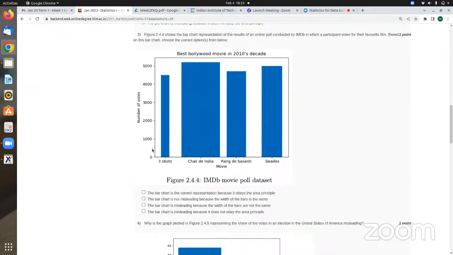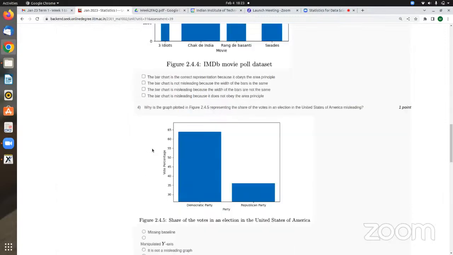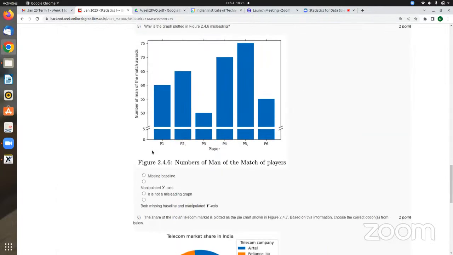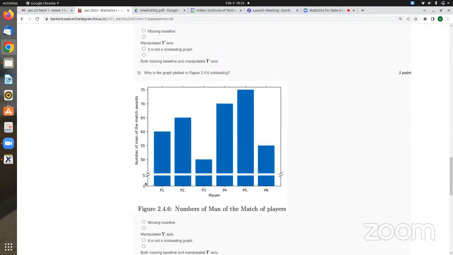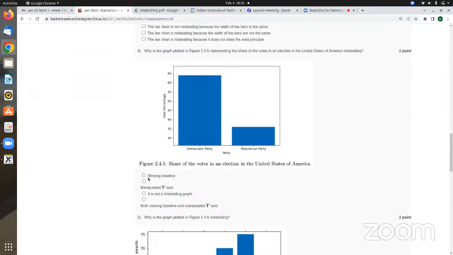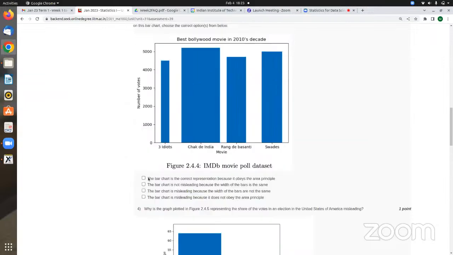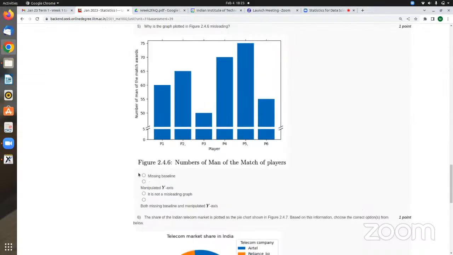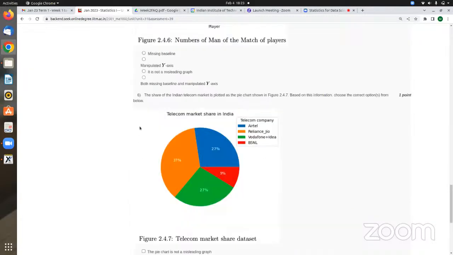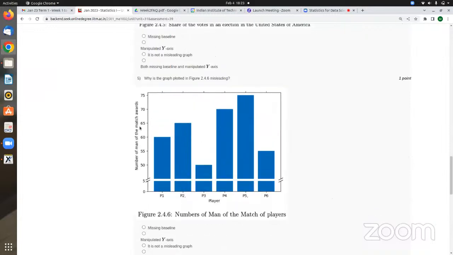Which question? 2.4, question number 4. Okay. There is actually no particular name to it. Sir, this should be a misleading graph. No, this is not a misleading graph, right?